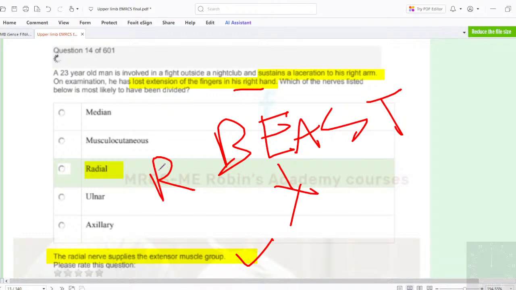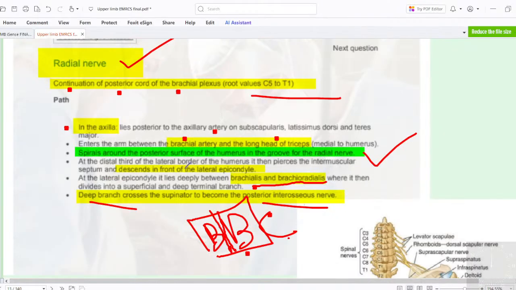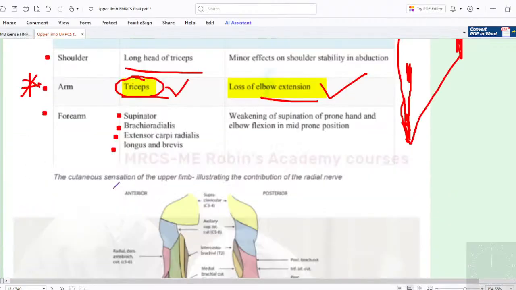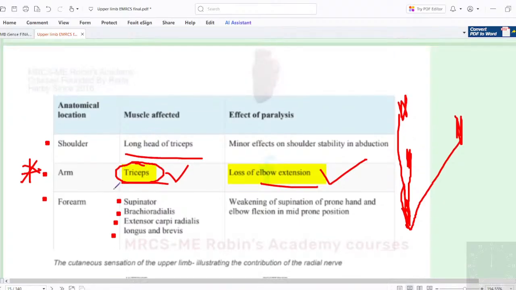A 23-year-old man is involved in an accident and sustains an injury to the arm. On examination there is loss of extension of the fingers. So it is the radial nerve. We have to read the radial nerve in detail. There is a small loss of elbow extension if there is triceps injury. BEAST, B-E-A-S-T: for this T, we have triceps.